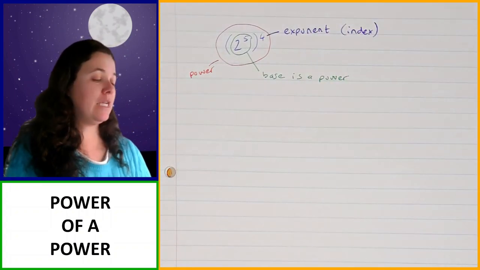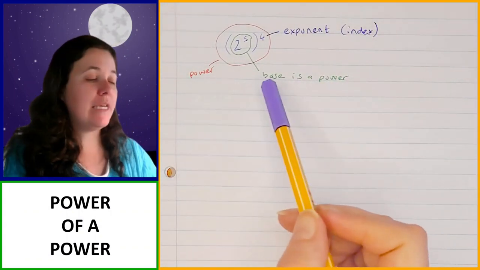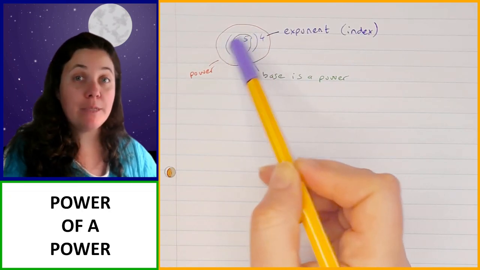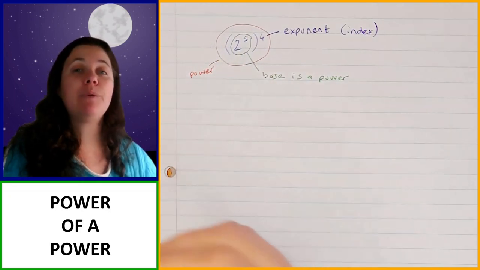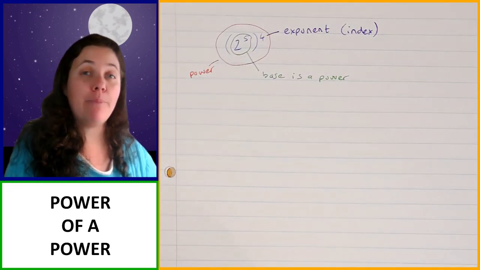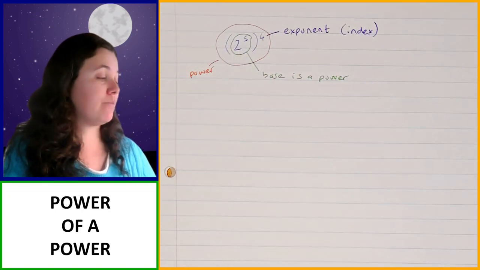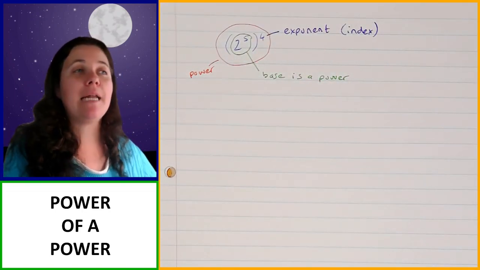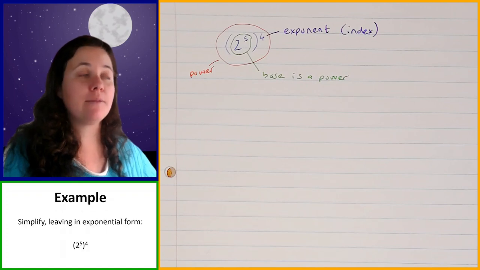Okay, so that is what we're talking about when we have a power raised to a power, where you've got something in brackets which has its own exponent, so it's a power, and then it is being raised to a power as well, which means that whole thing is made a base of another power, and has another exponent over there. Okay, so let's have a look at how we're actually going to simplify something like this.